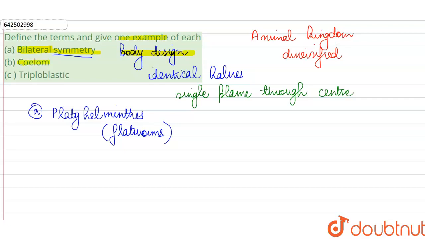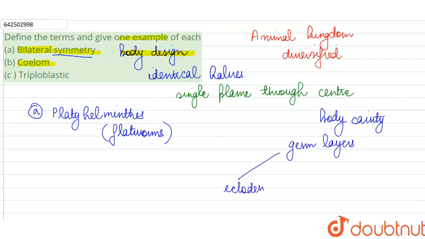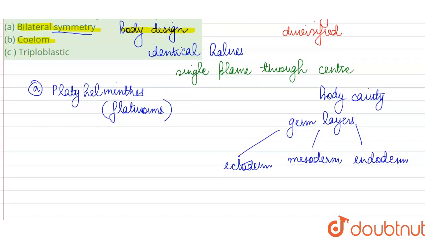After this, they have given us coelom. Now, coelom is a term related not to the symmetry, but to the body cavity. Because as we all know, the animal body is made up of three kinds of embryonic layers or germ layers, out of which the outermost we call ectoderm, the innermost we call endoderm, and the mesoderm is the third embryonic layer, which is found between ectoderm and endoderm in the animals which are triploblastic.